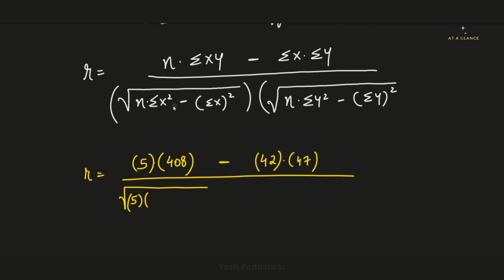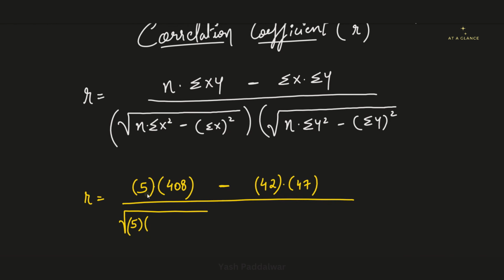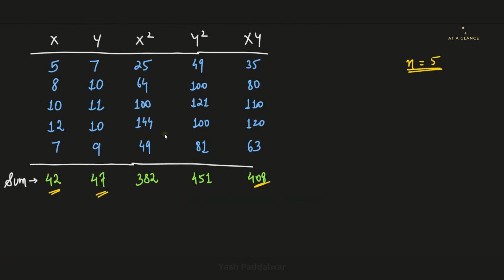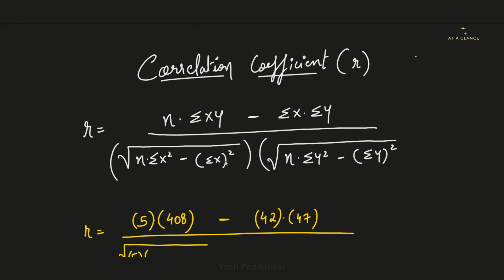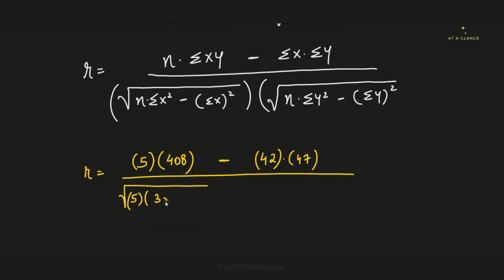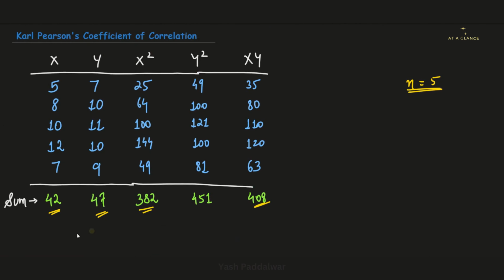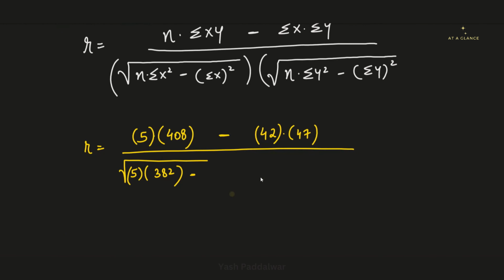under the first square root we have n that is 5 multiplied by summation x square. Now you need to be very careful between summation x square and summation x the whole square. Here it is summation x square. That means the sum of the squared values of x. That is 382. So let's write that, 382 minus summation x the whole square. Now we already have found out the value of summation x that is 42. We just have to square it now. So that is 42 the whole square. So this is under the square root.